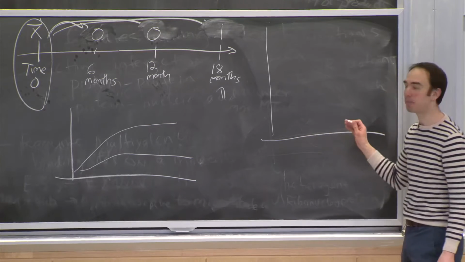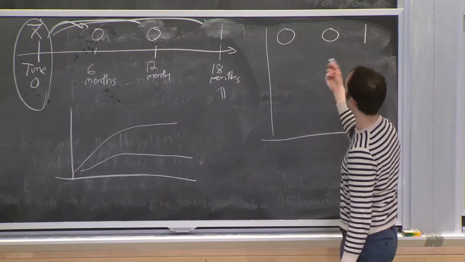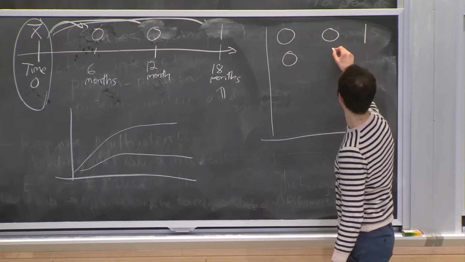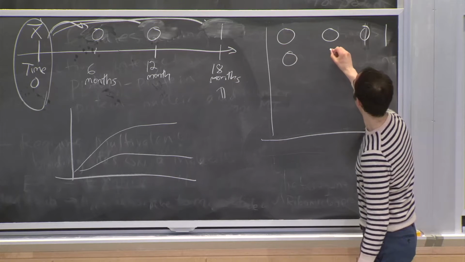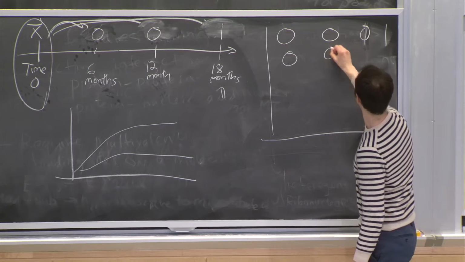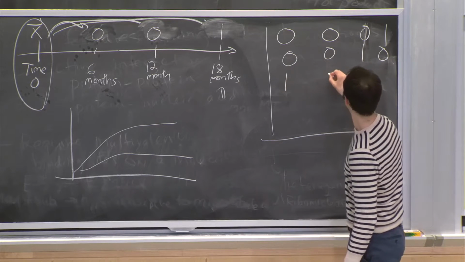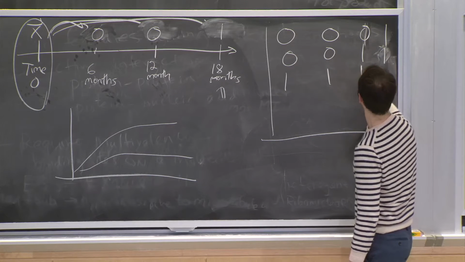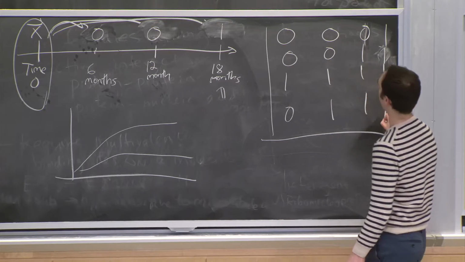Different columns are different time points. So the first patient, as I showed you before, is 0, 0, 1. Second patient might be 0, 0, 0, 1, 0. Third patient might be 1, 1, 1, 1. Next patient might be 0, 1, 1, 1.